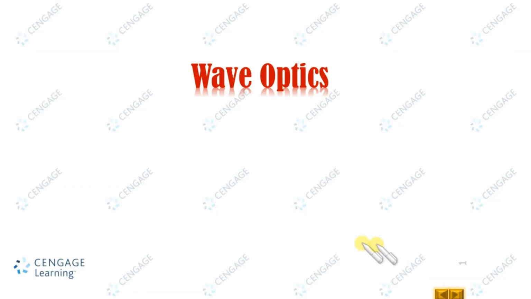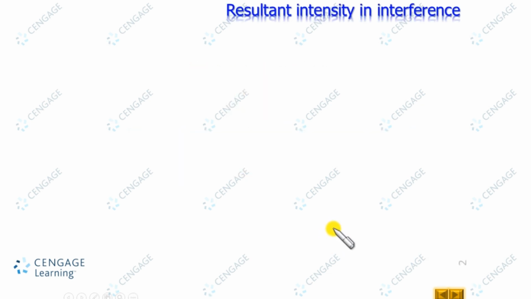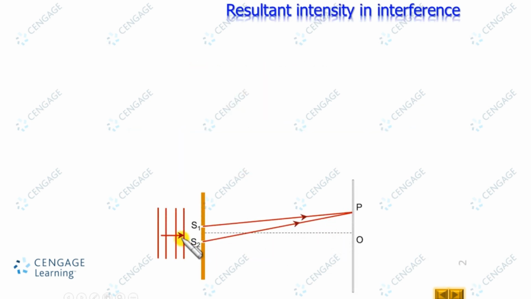Dear students, in this section we are going to discuss how to find the intensity on a screen in case of interference. Let us consider one interference setup. This is Young's double slit experiment interference setup, right? You can observe a plane wavefront is incident on the slit plane. Suppose we have the two slits S1, S2.